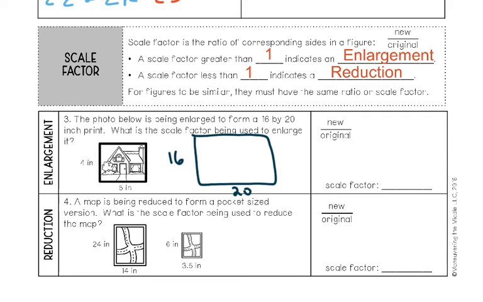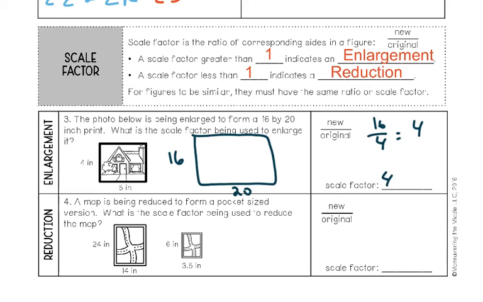So if you take 16 divided by 4, or 16 over 4, written like this, you get out a 4. So 4 is the scale factor. It has to be true for both of them, but you already know 20 divided by 5 is 4. So the scale factor is 4.